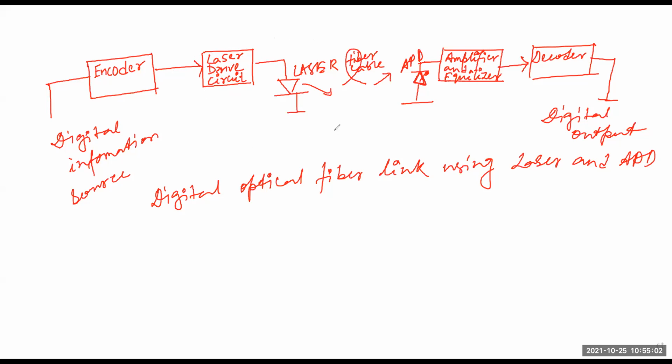Here the avalanche photodiode (APD) detector is followed by the front-end amplifier and the equalizer. You can see this is the APD. APD means avalanche photodiode. In the later part, we will discuss the optical source, the characteristics of optical source, and the characteristics of the optical detector, all those things. So you just listen at this moment.